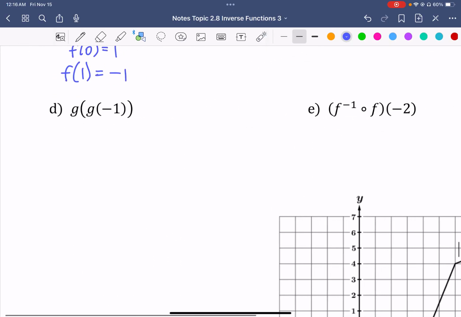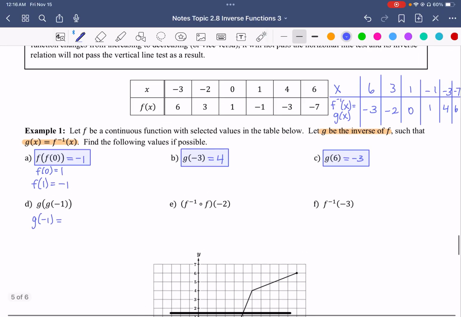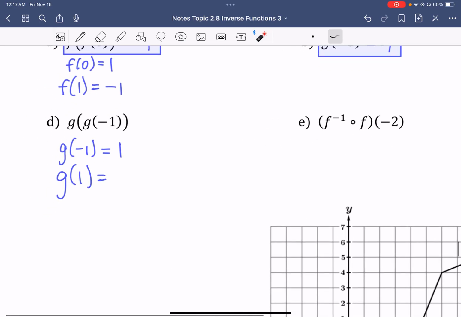G of g of negative 1. I first need to find g of negative 1. So I go to the table for g and find x equals negative 1, and the y value is positive 1. Now I'm going to do g of positive 1, and on here, when x is 1, y is 0. So that means that g of g of negative 1 is 0.